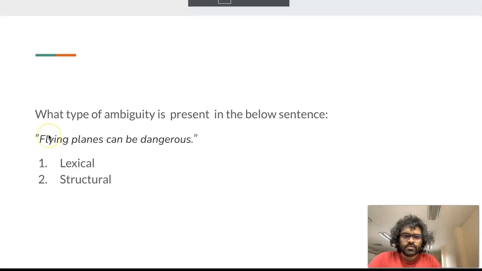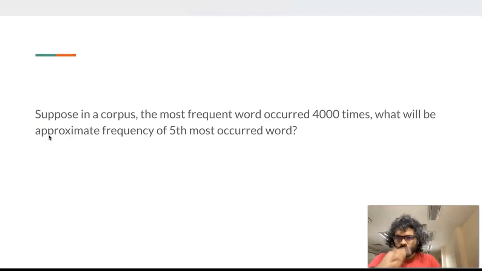So this is structural ambiguity. Okay, so let's move forward. Now this is the thing. I want you all to do this thing.